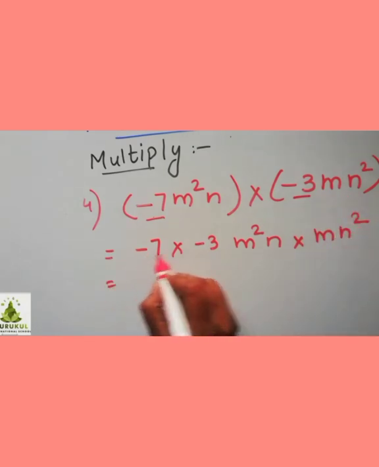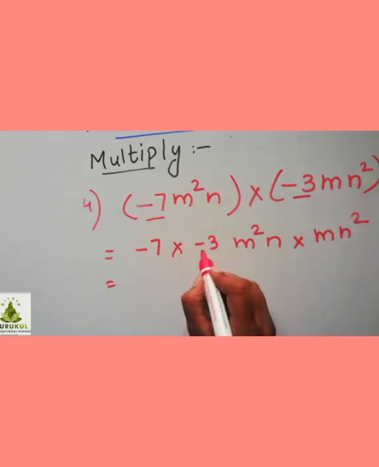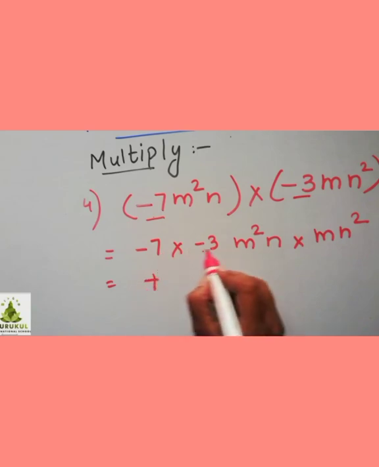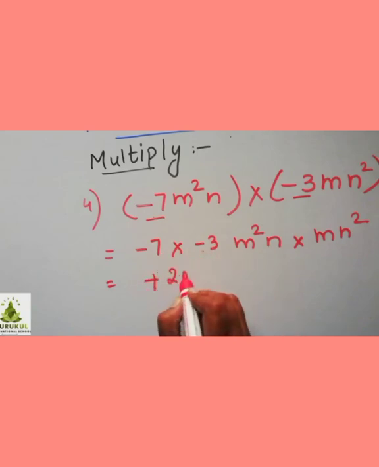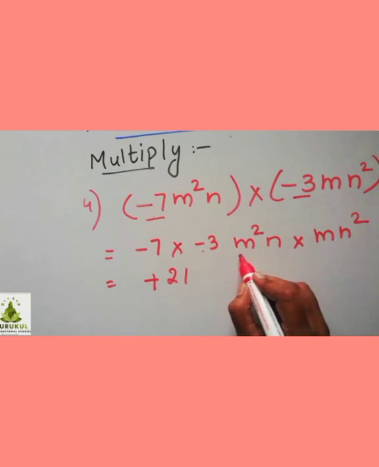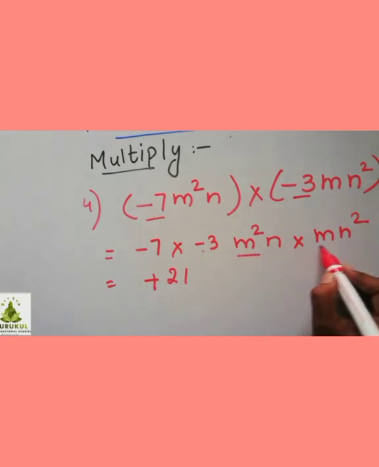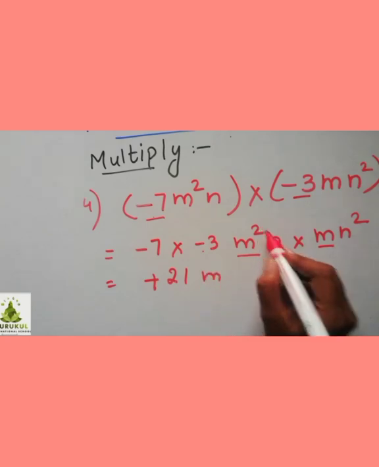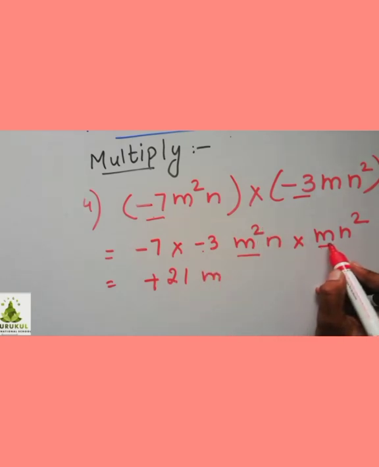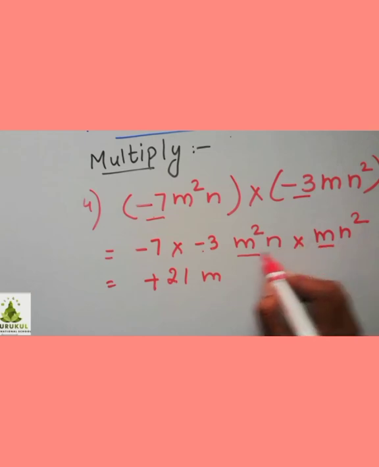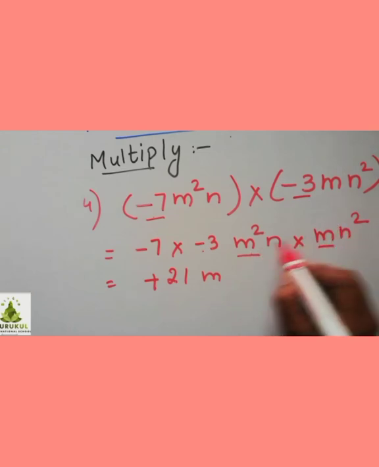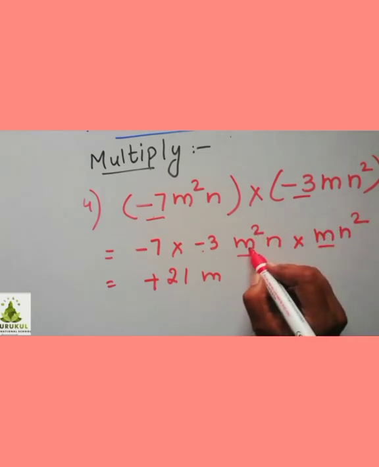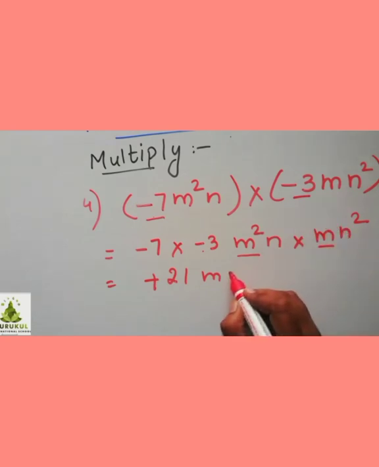Now minus into minus plus, and 7 3s are 21. Now what is here? You see this m square into m. How many m? 3. So m cube, m square into m. You have studied how to multiply the powers. Now m means m raised to 1. So m square into m is m raised to 2 plus 1, that is 3.